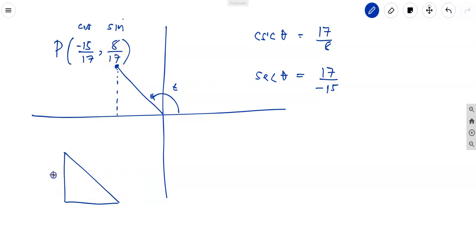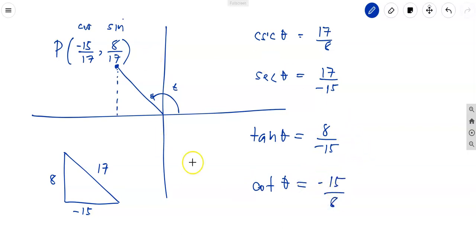Sine is opposite 8 over 17, right? And then for cosine, we have negative 15. So we already have the hypotenuse value, which is 17. So tangent theta is equal to 8 over negative 15. And also cotangent theta is equal to negative 15 over 8. So therefore, that is how you will get now the 6 trigonometric functions. We have the cosine, sine, cosecant, secant, tangent, and cotangent theta. Okay, so now let's proceed to applications.